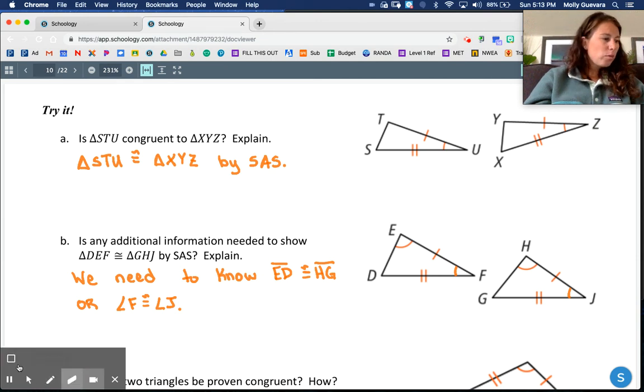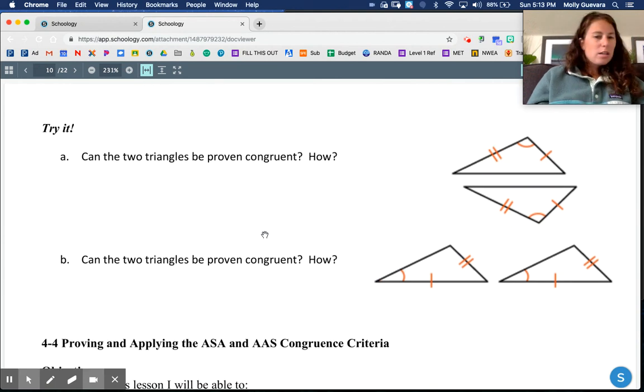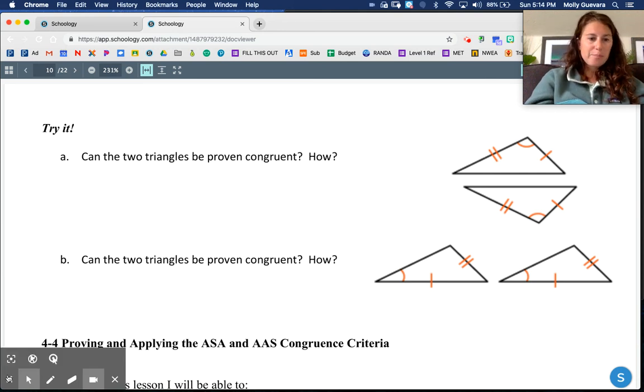One more try it. Let's look. It says, can the two triangles be proven congruent? How? And then for part B, can the two triangles be proven congruent? How? So I want you to go ahead and try these, keeping in mind we're not adding additional information. So just with the information you're given on the screen, can we find the triangles congruent? How? Go ahead and pause the video, and then when you're ready, hit play.